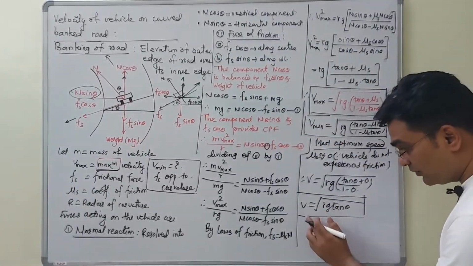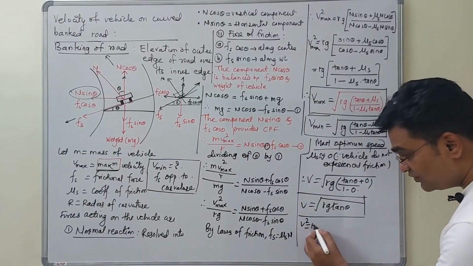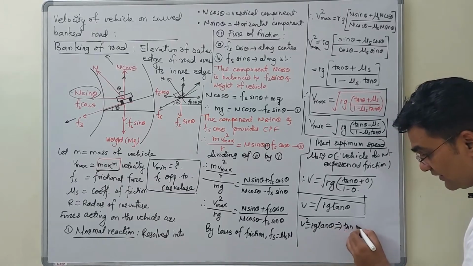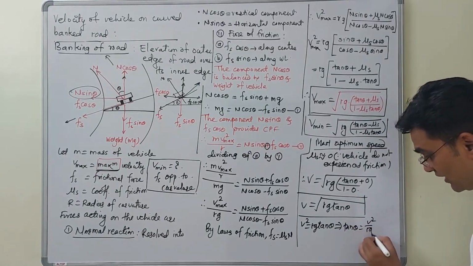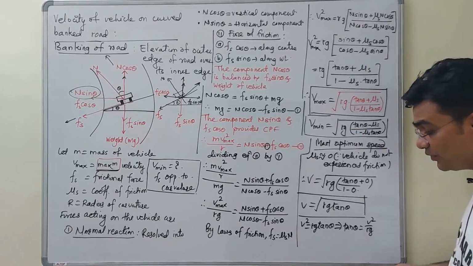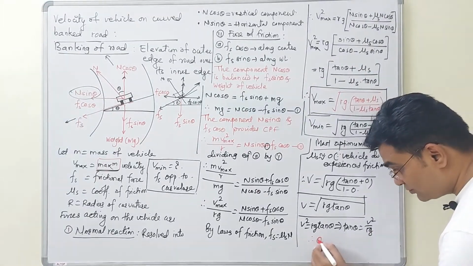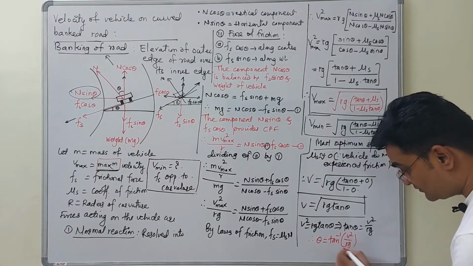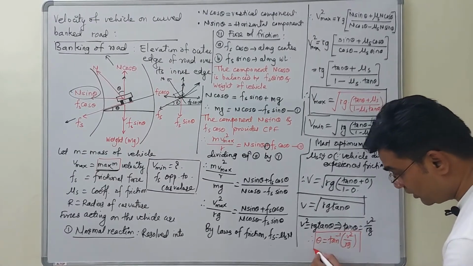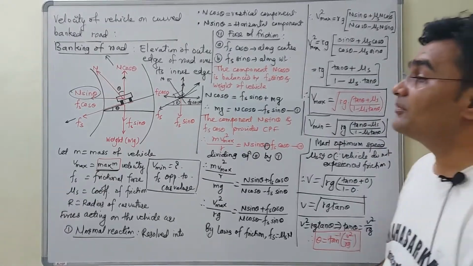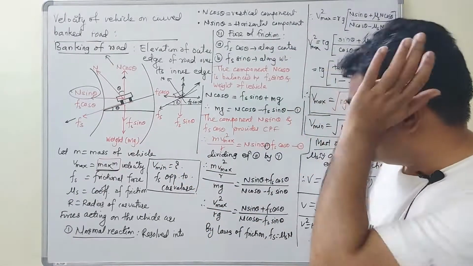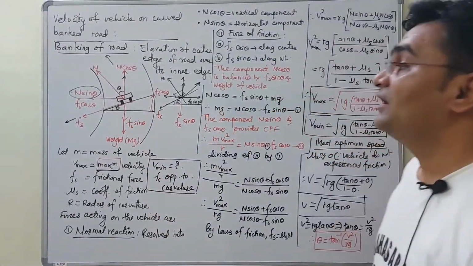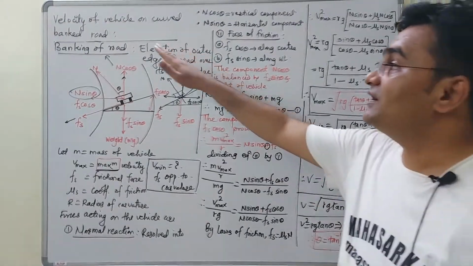Now from this formula, if I square it, we get V square equal to Rg tan theta, which implies tan theta is equal to V square upon Rg. Then we get one more important formula: theta equal to tan inverse of V square upon Rg. This is called the angle of banking, the formula for angle of banking. Using this theta, one can find how much height is elevated. Okay, so students, this is the important article.